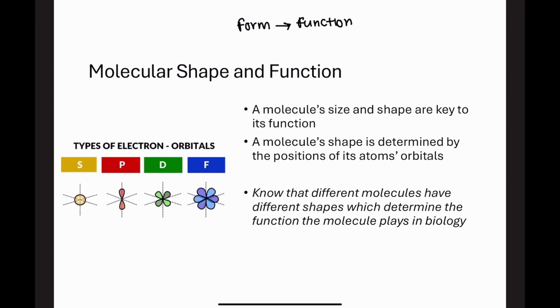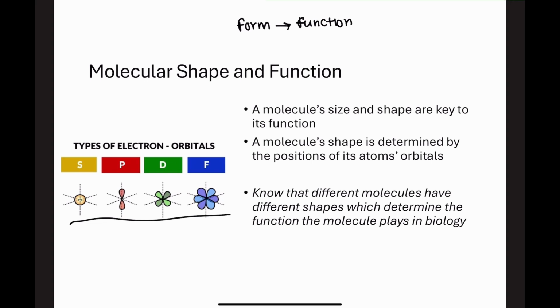So when atoms bond, their orbitals actually overlap and merge to form shared spaces for these electrons. And the arrangements of these orbitals is going to determine the overall shape of the molecule. I do not want you guys to worry at all about learning all these kinds of orbitals. It's out of the scope of this class. We don't need to know it.